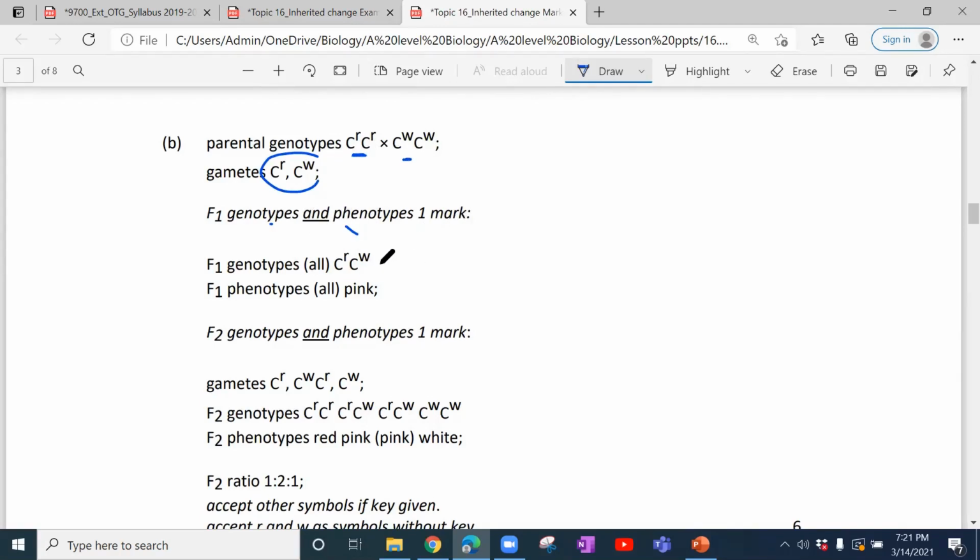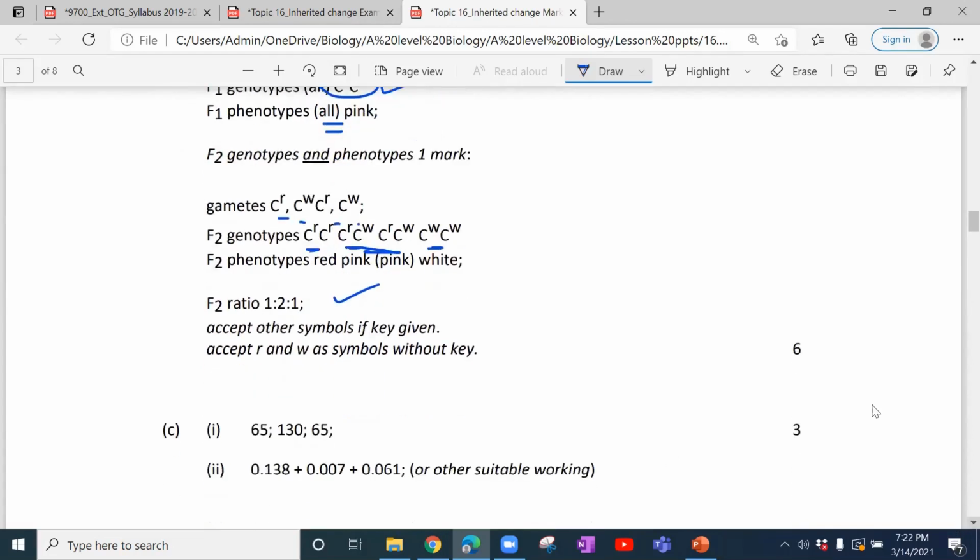Then after genetic cross, we get all of them pink. Then you go for the F2 generation. They were all heterozygous. So in codominance, interbred कराया, so these are the gametes. And this is your F2 genotype. You're getting red, pink, and white, 1:2:1. This is the ratio that you're getting. So these were 6 marks. Let's look at the next part of the question.